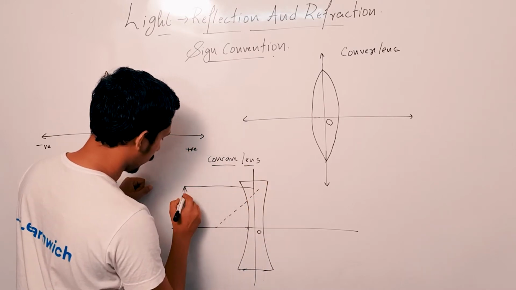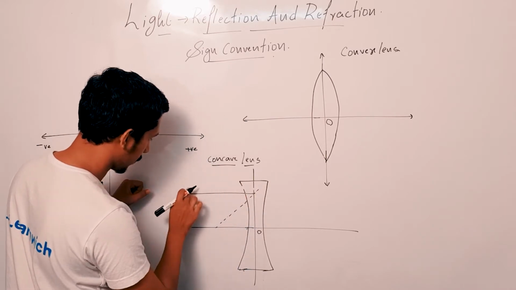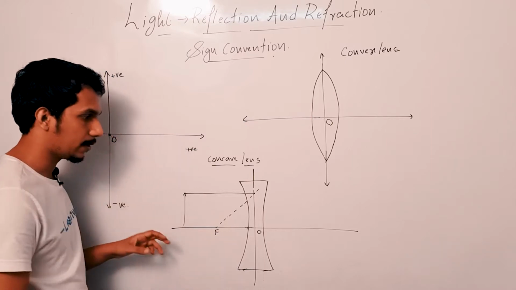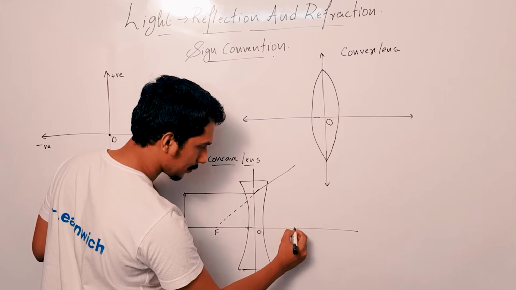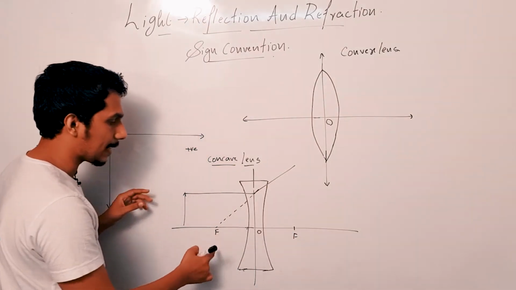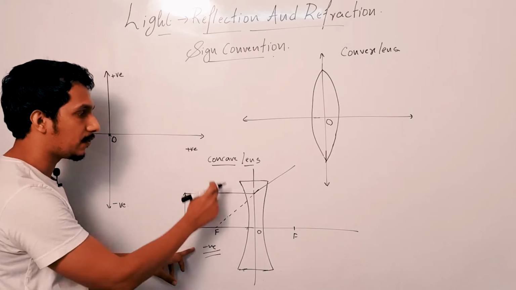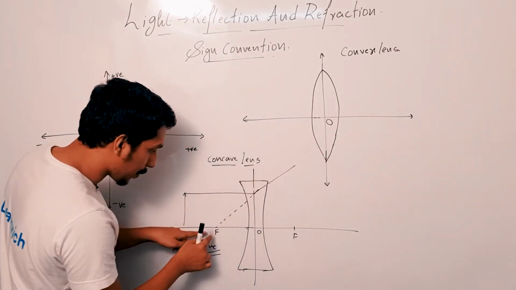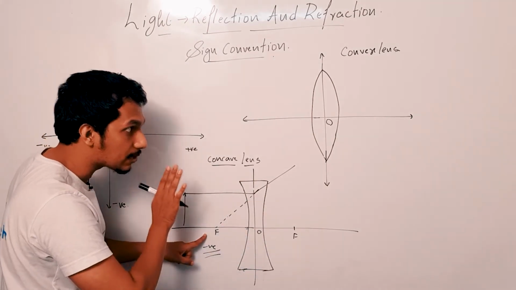It appears to move away from this focus, right? It goes like this. So even if there is a focus here, we don't need to consider it really. So the focus is always taken as negative. The focus is always taken as negative for a concave lens. Why is it? Because it diverges with respect to this particular focus, not anything else. This focus is not under consideration.